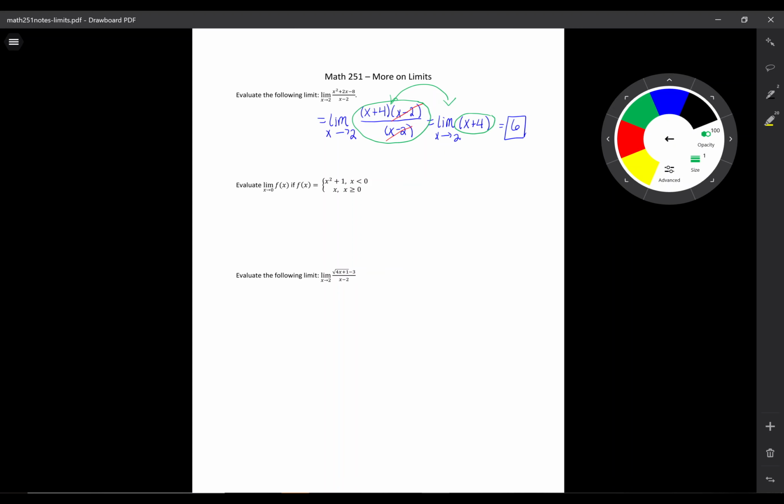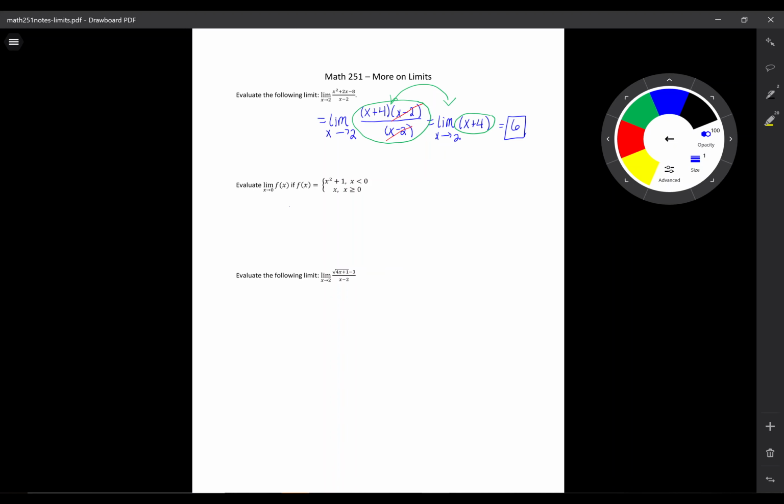Let's look at our next example here. We want to evaluate the limit as x goes to 0 of f of x, if f of x is defined piecewise as x squared plus 1 for x less than 0, and x if x is greater than or equal to 0. So we have two pieces of this function, right? We could graph this function, sketch a graph, and see what's going on there. But let's try to do this analytically.